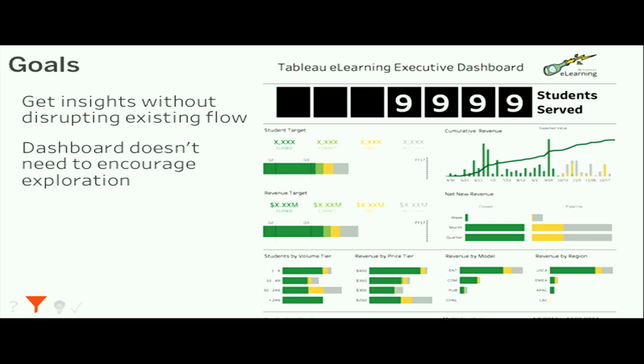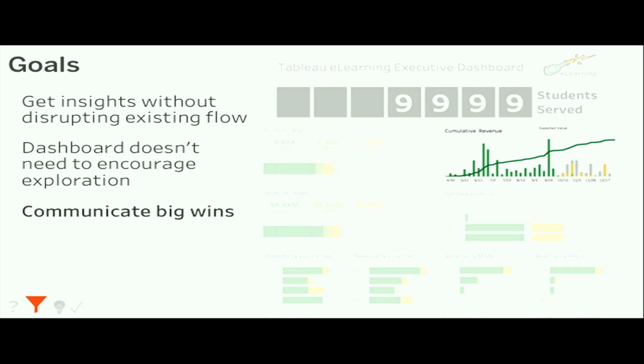We also came up with a few other goals from the rest of our notes. One was that we needed to communicate big wins. We have this cumulative revenue chart here, and originally we were going to just have a line chart, but in order to communicate those bigger wins, we put a bar chart underneath it, so our users could really see when those wins came in.